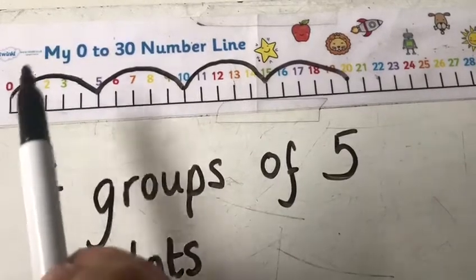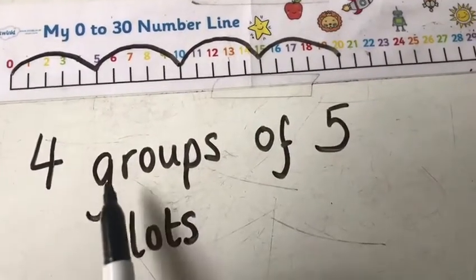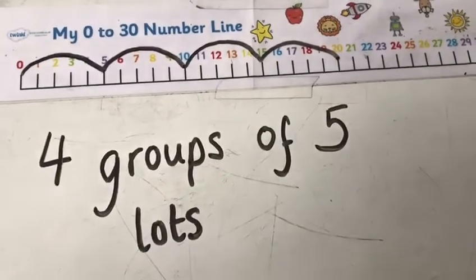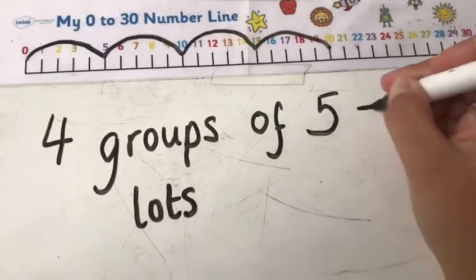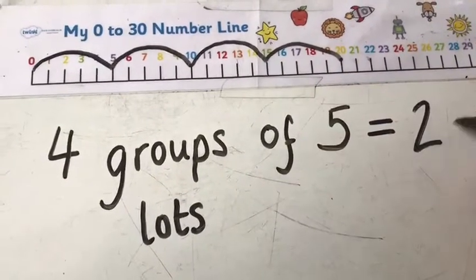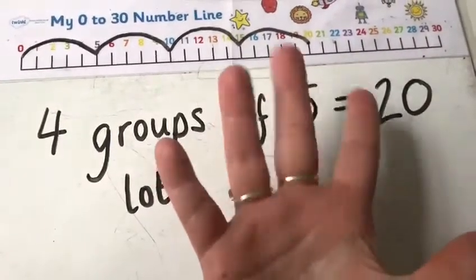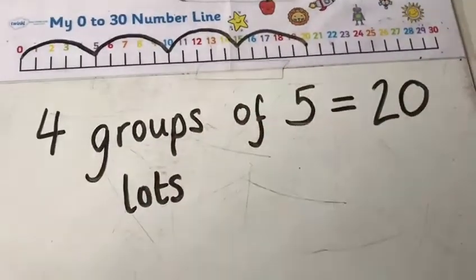And I did 4 big jumps because I want to figure out 4 groups of 5 or 4 lots of 5. So I now know that 4 groups of 5 is, what did I land on? 20. So that means between the two of you, you should have 20 fingers.